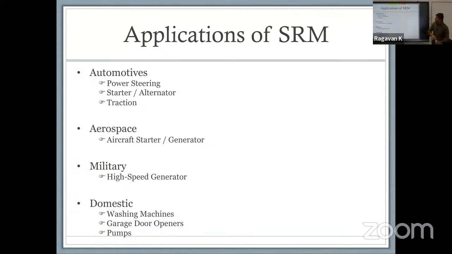In terms of the high-speed generator application, it tends to find a lot of use because if you have a gearbox that can step the speed up, the generator can be much smaller and can give you a much more compact design. Domestic appliances actually have seen some use for it. There have been some manufacturers who have made washing machines, garage door openers, pumps and such. Any place like a spindle or something that requires high-speed operation, SRMs can be a very good solution.